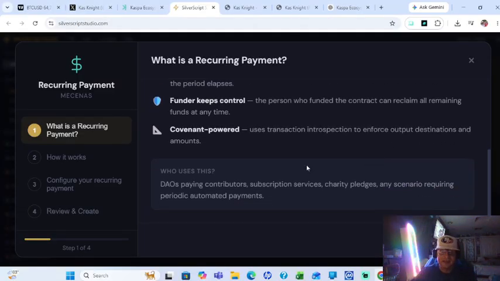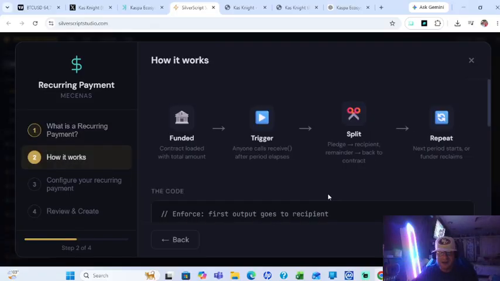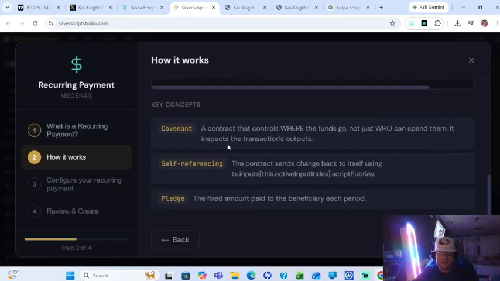Who uses this? DAOs, decentralized autonomous organizations, paying contributors, subscription services, charity pledges, any scenario requiring periodic automated payments. Dude, this is awesome. There's the visual: funded, trigger, split, pledge, recipient, and then repeat. Boom. This stuff is changing the world, man.